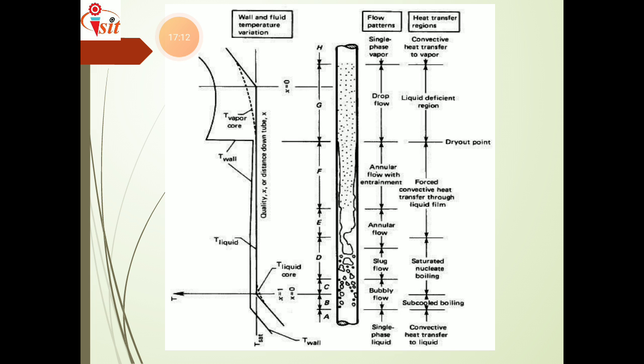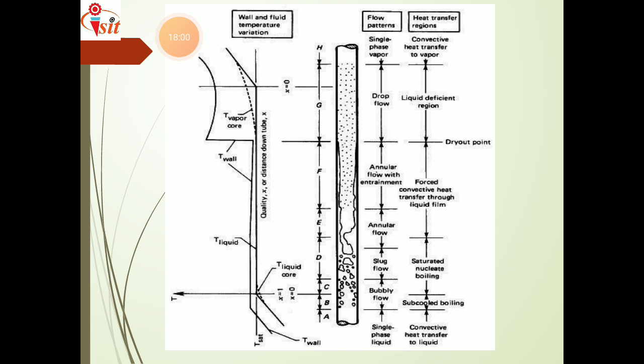With further increase in temperature, there is annular flow. Next, slug flow, annular flow with entrainment, and the last one is drop flow, right? And if you talk about heat transfer regions, the first region is convective heat transfer to liquid. Second region, in the bubbly flow, is subcooled boiling. In the annular flow, it is saturated nucleate boiling. Next, forced convection heat transfer through liquid film. And the last one is the liquid deficient region, right? So this is the transfer of heat or conversion of liquid into vapor in case of forced convection boiling.